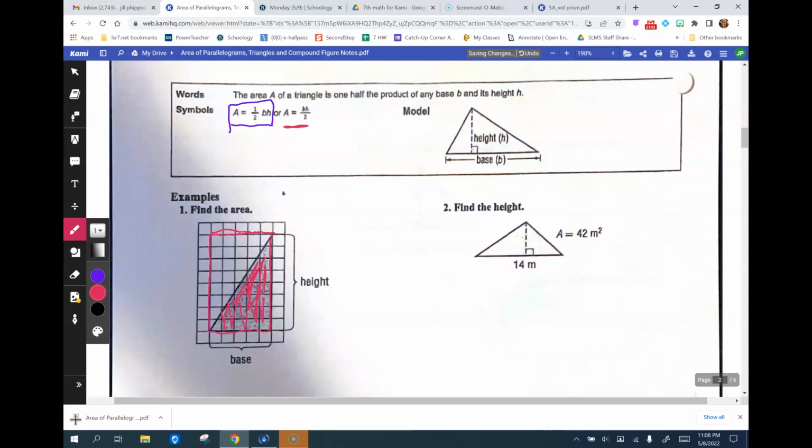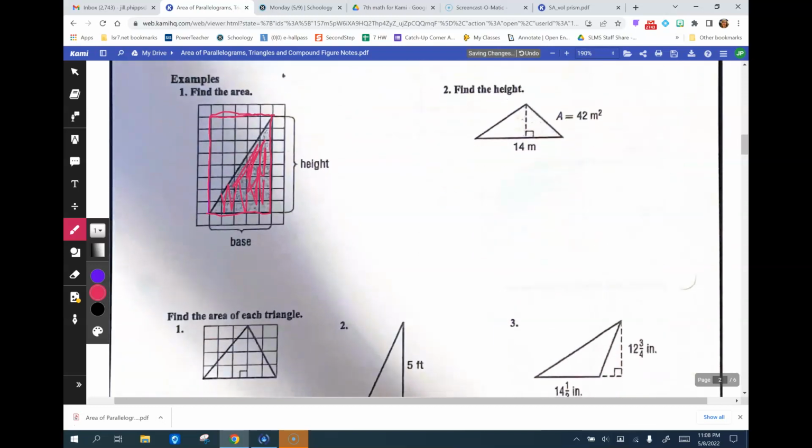And what this points out is that you can take base times height and then divide by 2. Okay? So to find the area of a triangle, my formula is 1/2 base times height. So I'm going to take 1/2. What's the base? 14.